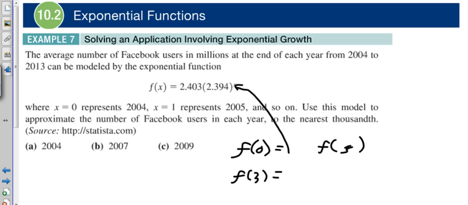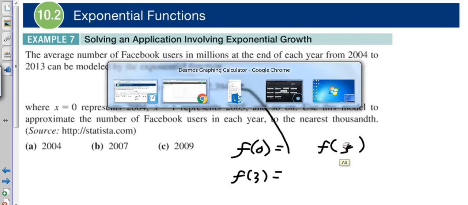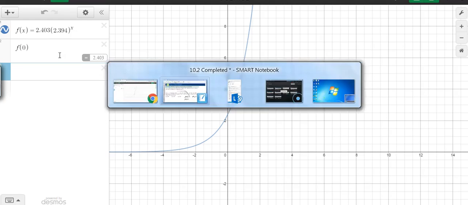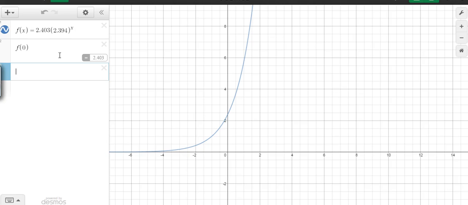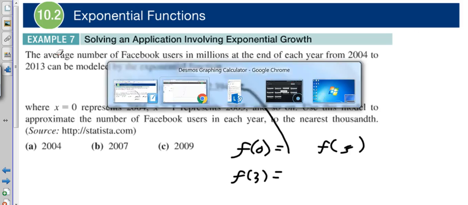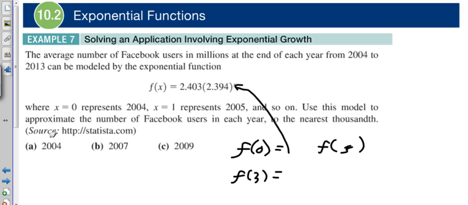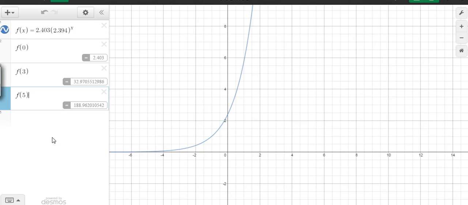And we obviously aren't going to be doing this by hand. We would do this with the calculator, so I'll just use Desmos right here. I plugged in the function. This is what the exponential graph looks like. And if I want to do f of 0, bam, this thing does it for me in seconds. And you can do the same thing for f of 3. There's that bad boy. And same thing for f of 5. And it's supposed to be in the millions. So approximately in 2009, they should have had at least 188.96 million folks on Facebook.